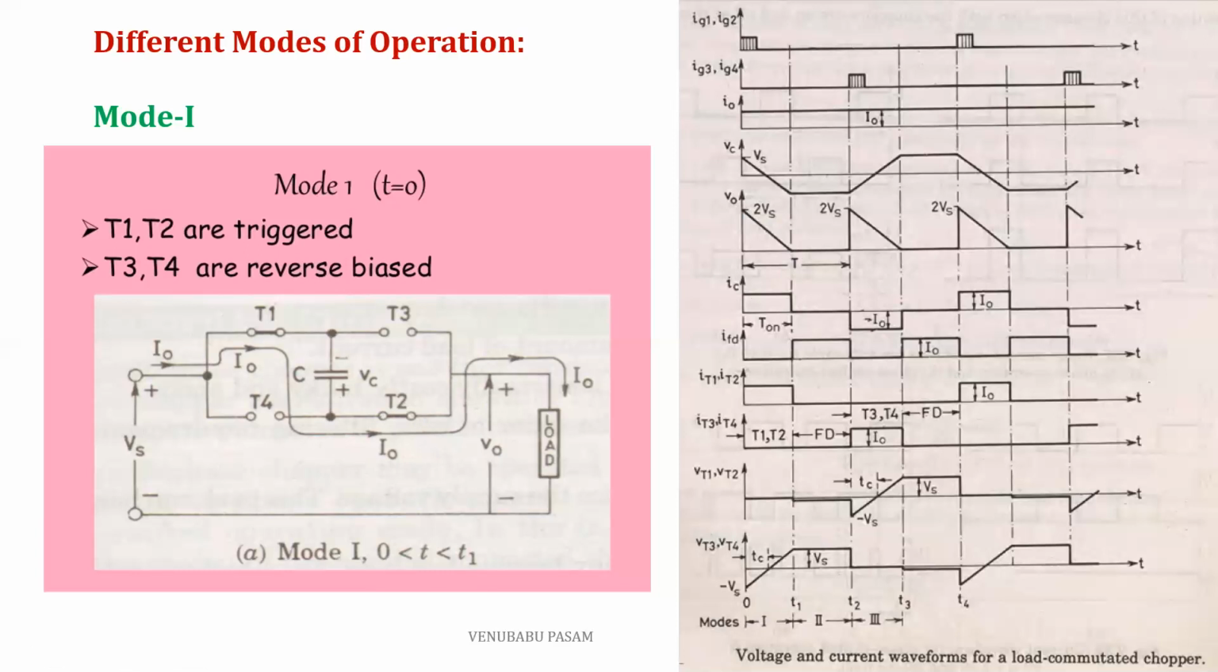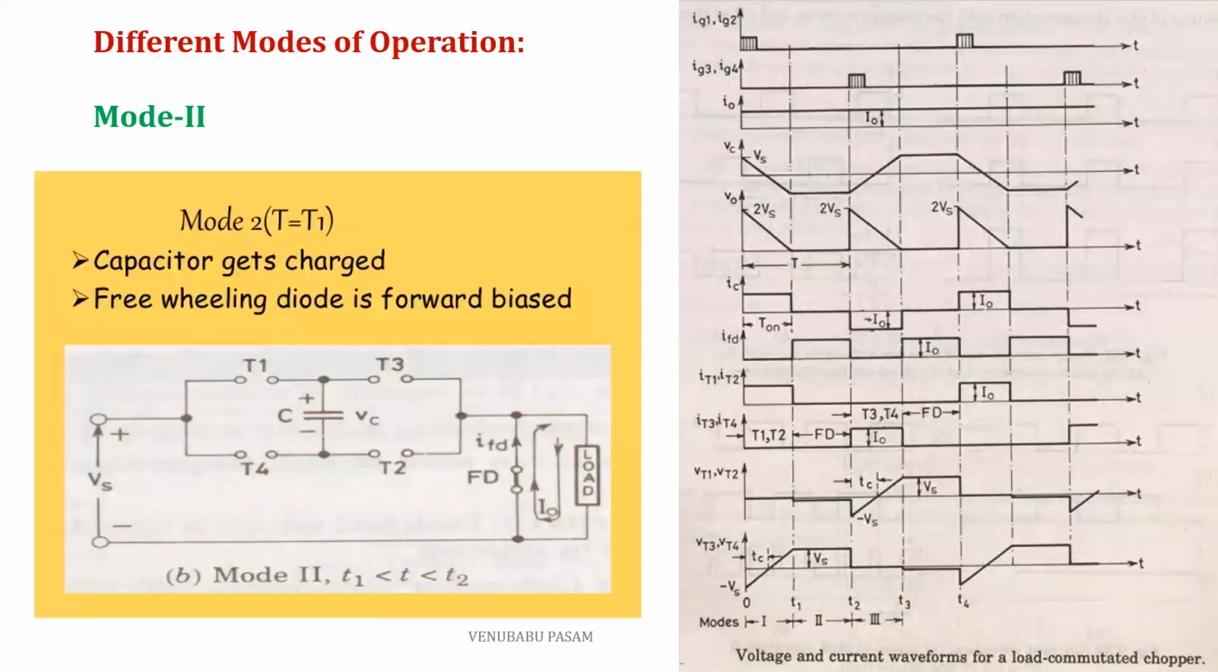Coming to the mode 2 operation, the capacitor is charged with minus Vs, slightly more than the supply voltage. So no current passes through T1 and T2, because this voltage is just above the supply voltage. So the stored inductor energy in the load circulates through the freewheeling diode. The freewheeling diode current is I0 during mode 2 operation from T1 to T2.